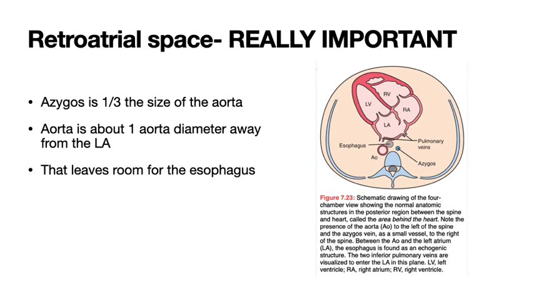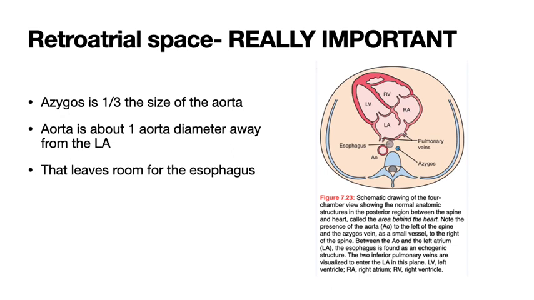But the retroatrial space, the space between the left atrium's back wall and the aorta, that's it. That's the retroatrial space. Now, what normally sits in there is the aorta slightly off to the left, and then you have the esophagus, which is pretty much in the middle, in that space. So the esophagus is what is actually sitting in the retroatrial space. And then off to the right of the spine by just a little bit is the azygos.